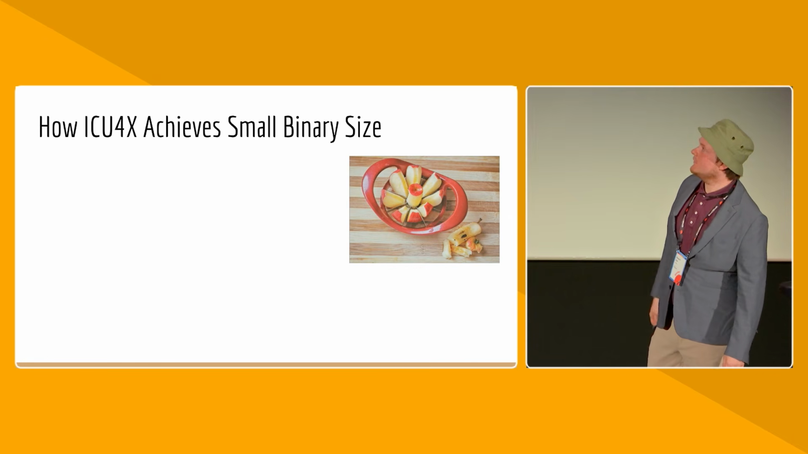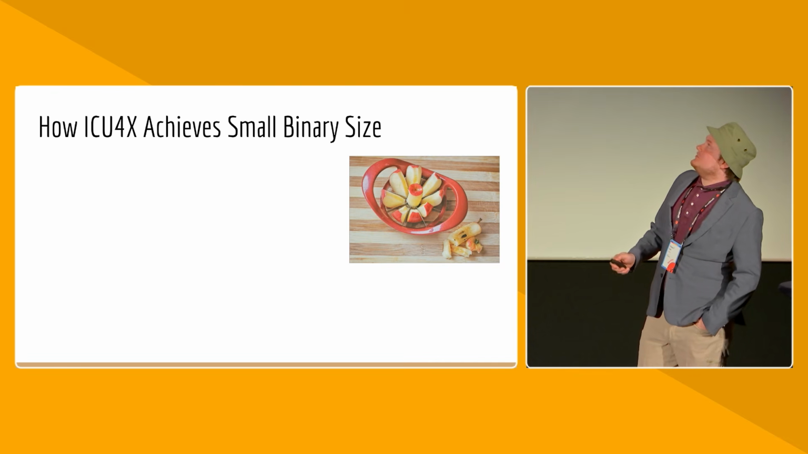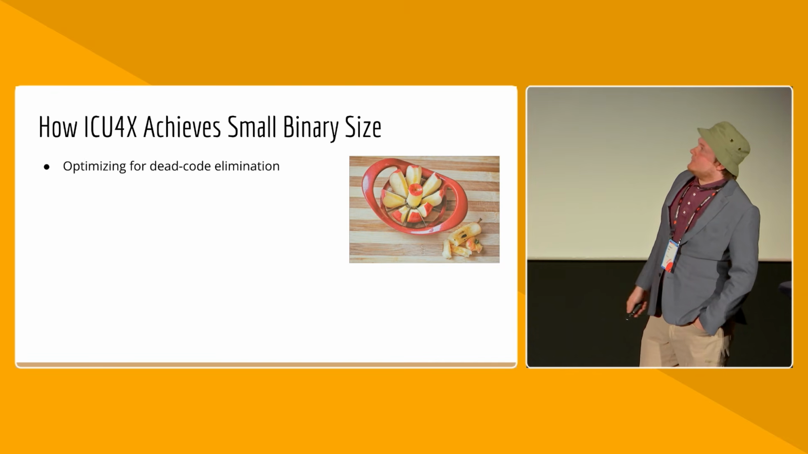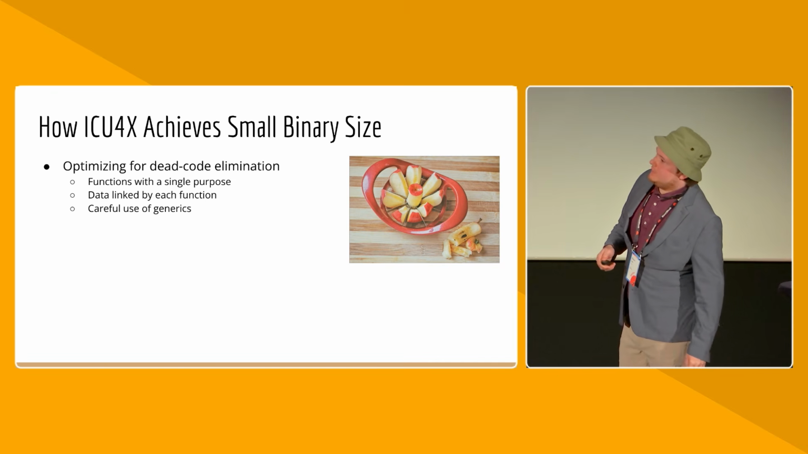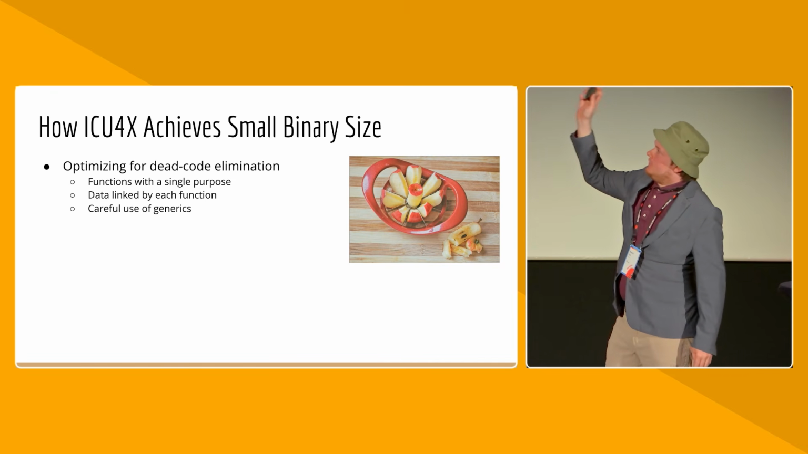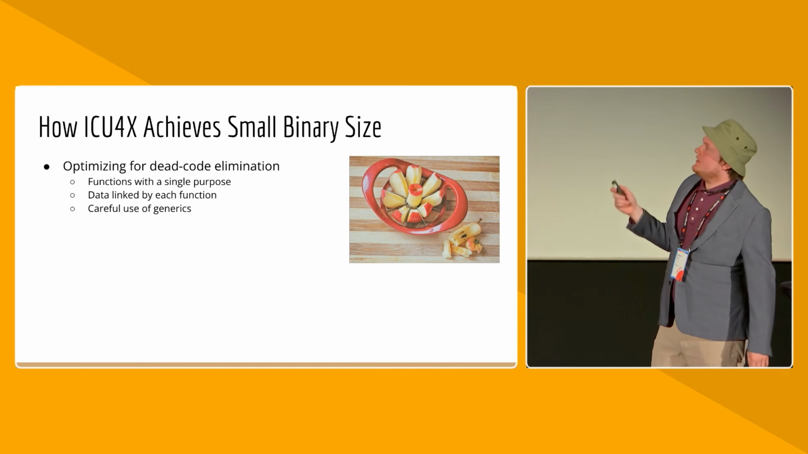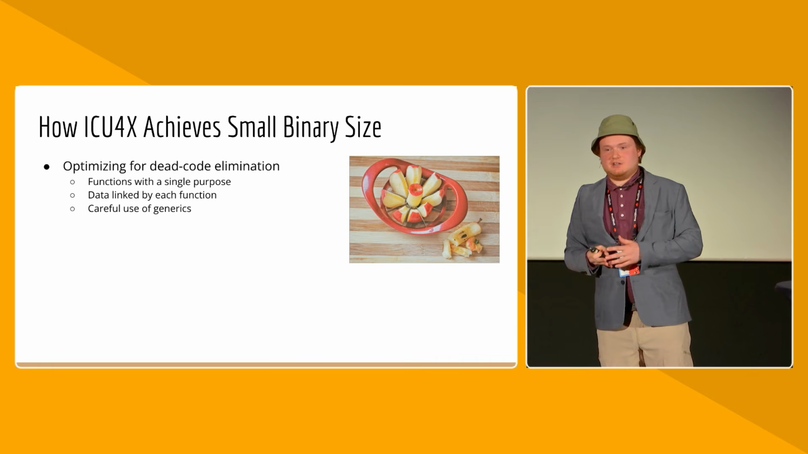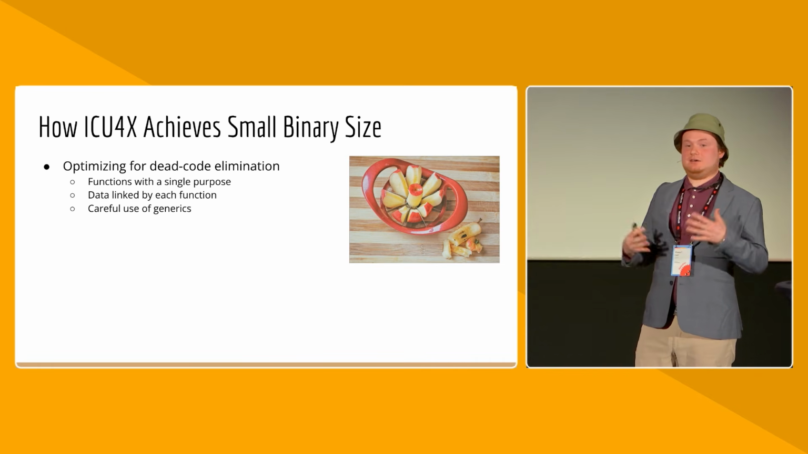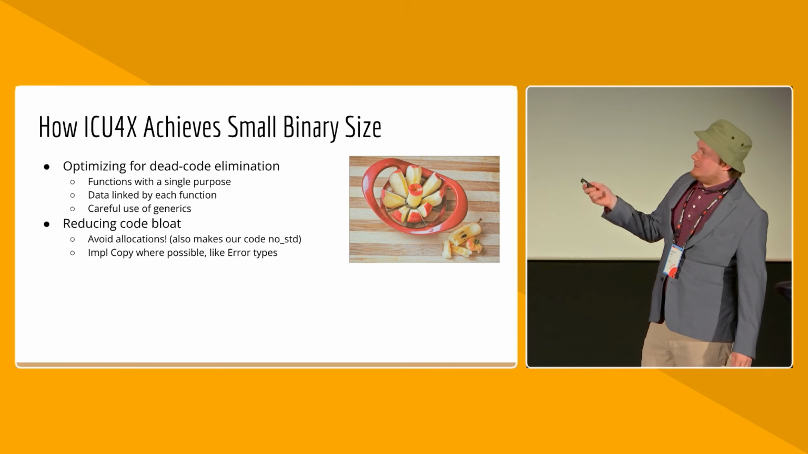So that's really important. Let's talk a little bit about how ICU4X achieves its small binary size. We optimize for dead code elimination. I'm going to go through this slide a little bit fast because I'm running low on time. We focus on functions with a single purpose. We have data linked into each individual function. We have careful use of generics. Generics can either make your code big or small, depending on how effectively you use them. We reduce code bloat. I already talked about allocations.